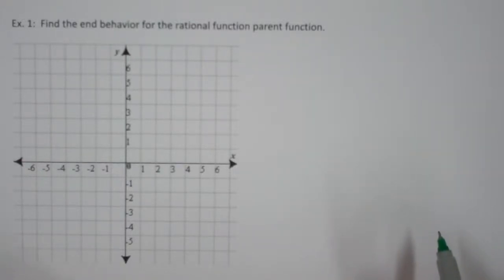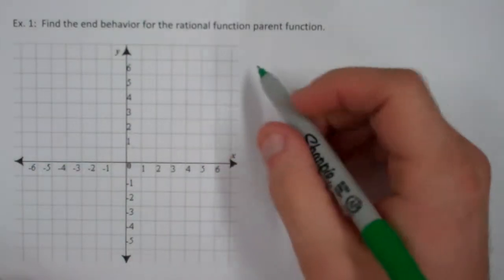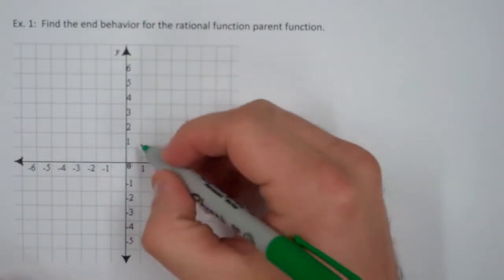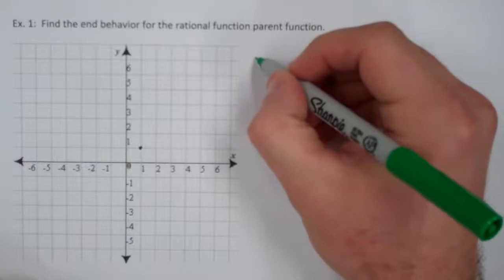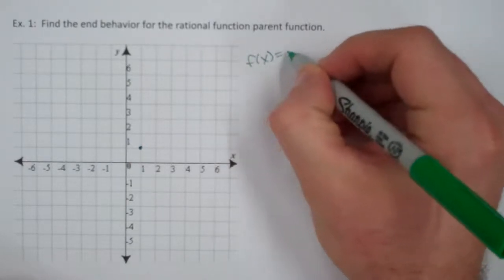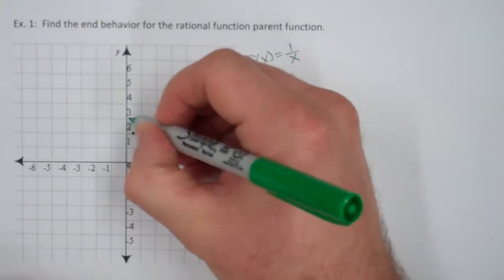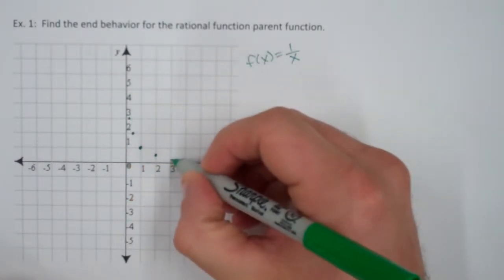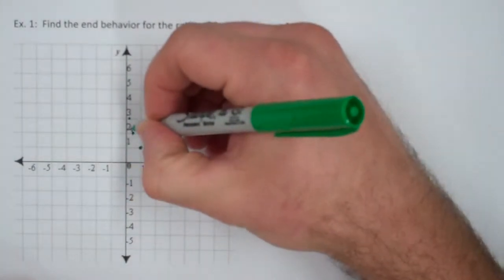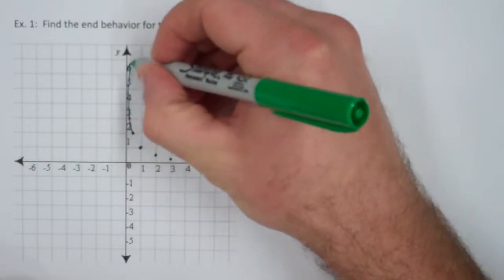In example 1, we're going to find the end behavior for the rational function parent function. My goodness, that's a little bit wordy. Well, the parent function is f of x is equal to 1 over x. And you can use a calculator, I suppose, to help you with this, but in a previous learning target, previous video, we went over how to graph this one.